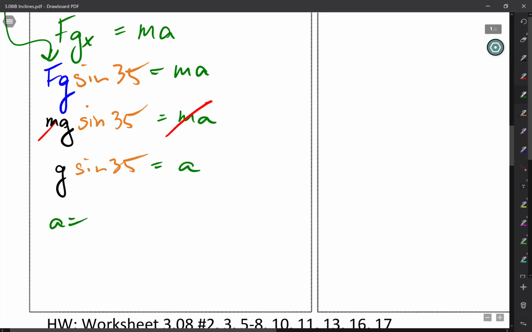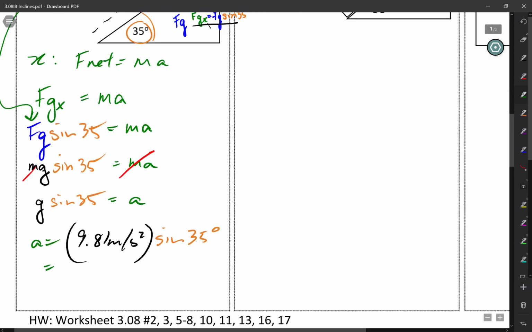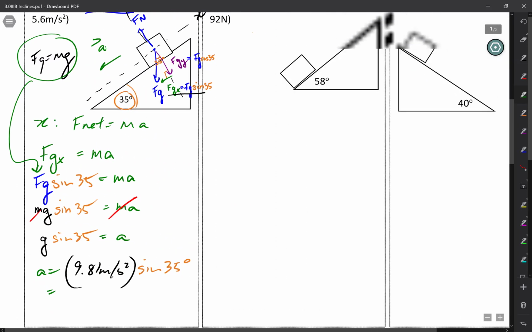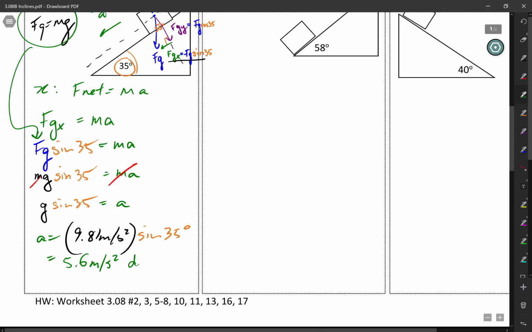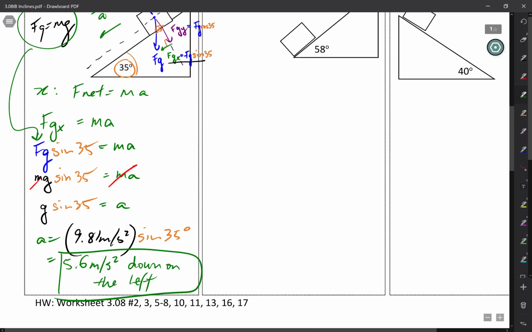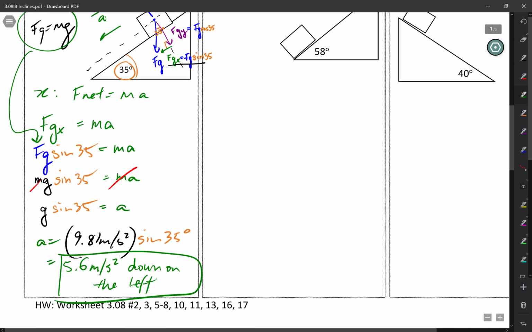So let's calculate this out. We have gravity equals 9.81 meters per second squared, and then sine 35, which I can plug into my equation, and I should get the answer, which is 5.6 meters per second squared down the incline, or down on the left, 4 directions. Okay, so there you go. This is example number 1.